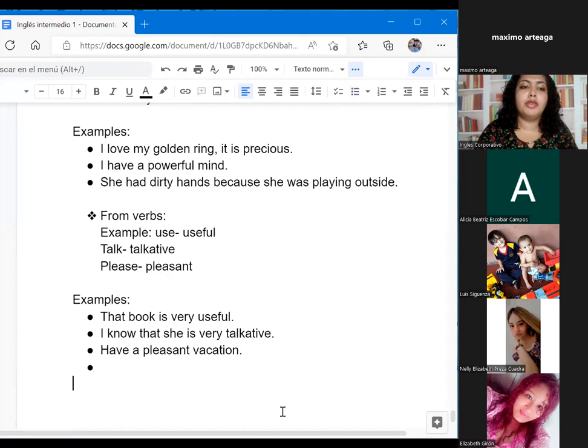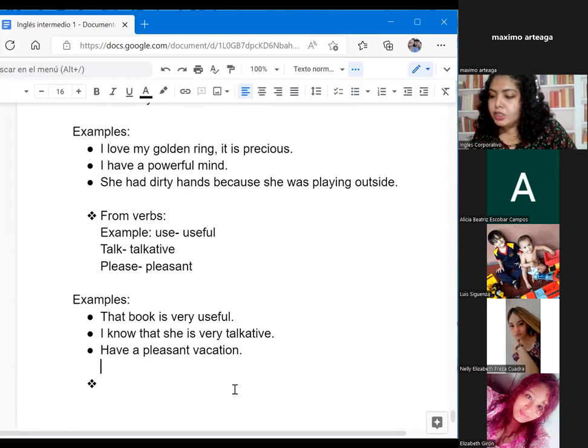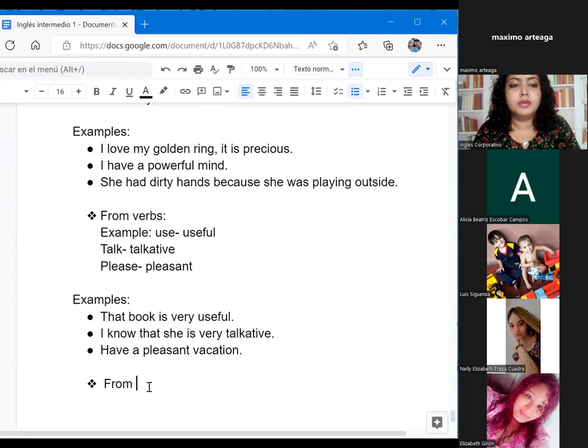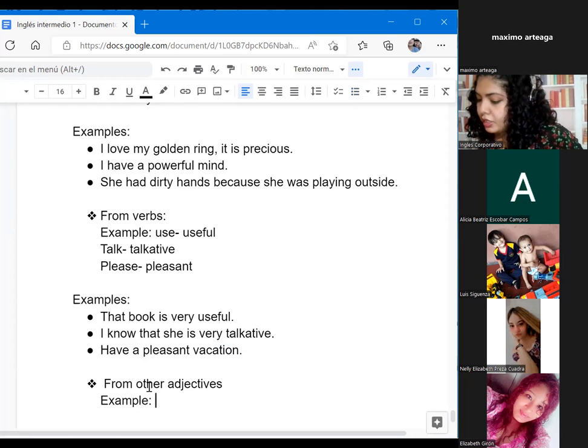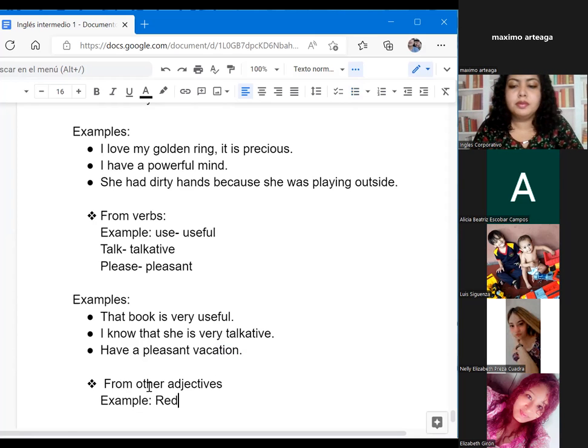And we are in the number three. The number three is from other adjectives. Vamos a transformarlo, vamos a sacarlo de otros adjetivos. And we have the first one, that is just, let's see, we have red and reddish.